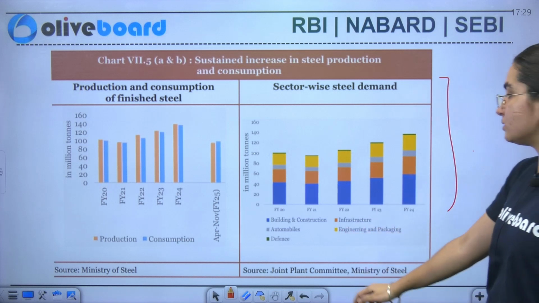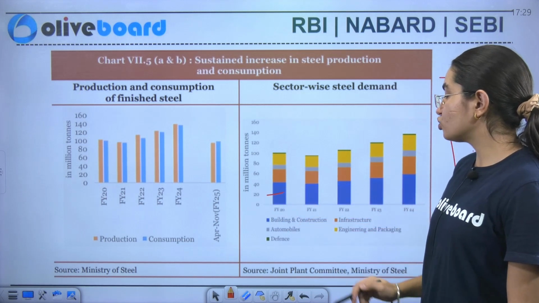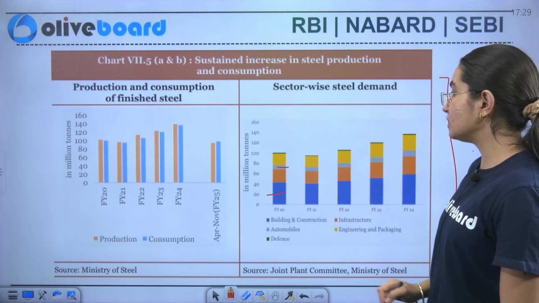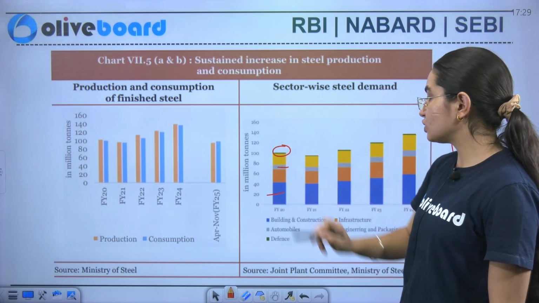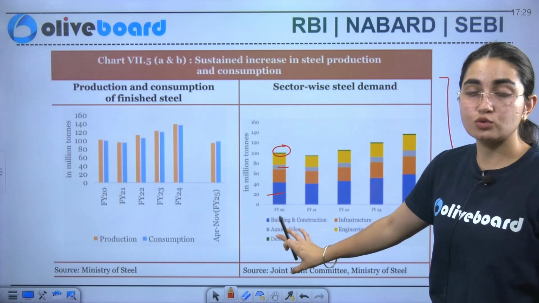So you can see buildings demand this much. Similarly, automobiles demand this much. Defense is demanding this much only. Now this is the situation in financial year 2020.